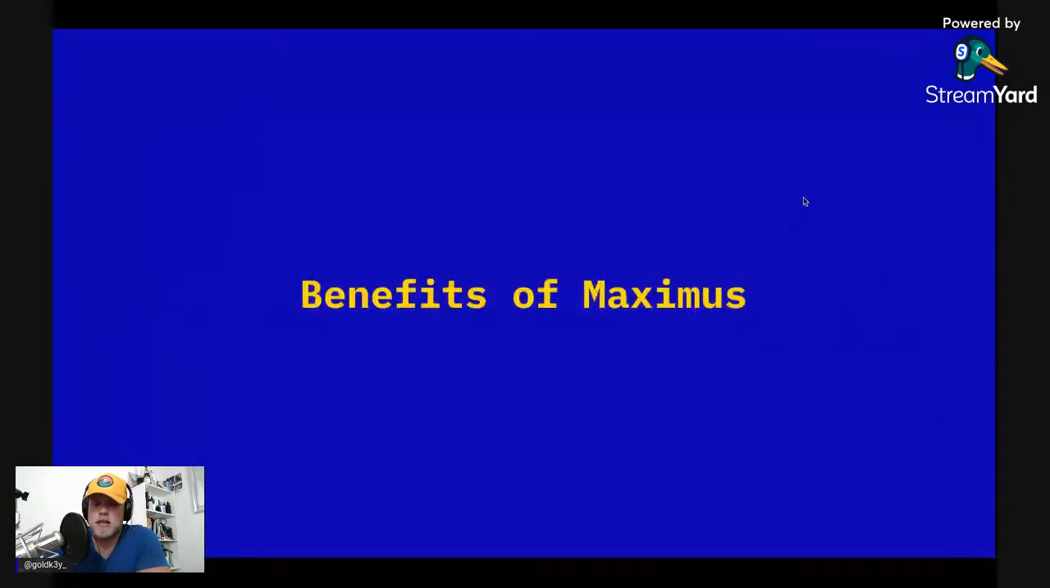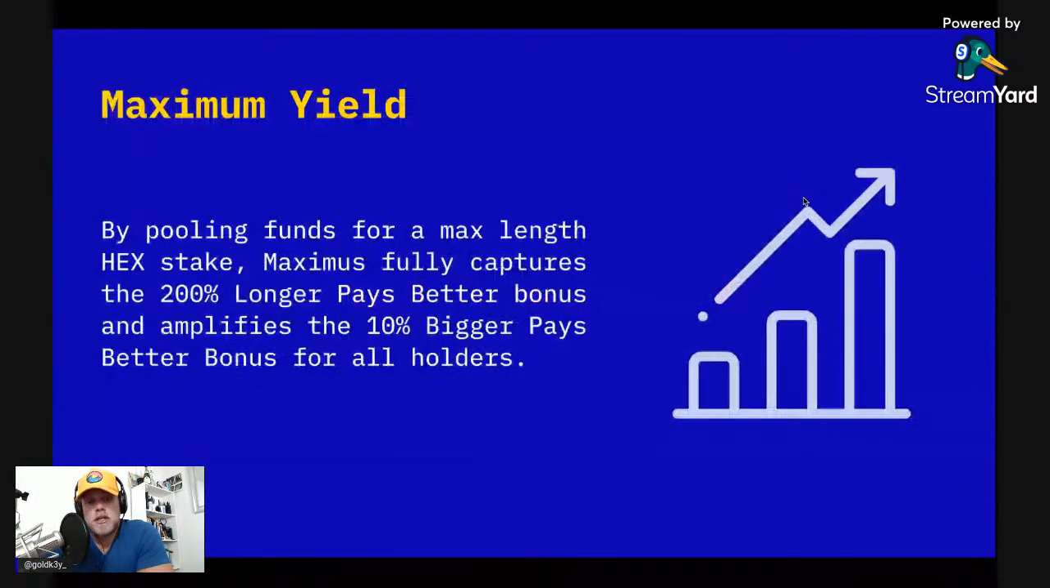Awesome. So let's talk a little bit about the benefits of Maximus. Maximum yield: by pooling funds for a MaxLink Hex stake, Maximus fully captures the 200% longer pays better bonus with Hex and amplifies the 10% bigger pays better bonus for all holders. I touched on this in the video a little bit, but essentially the longer pays better bonus is locked in because of the MaxLink stake.